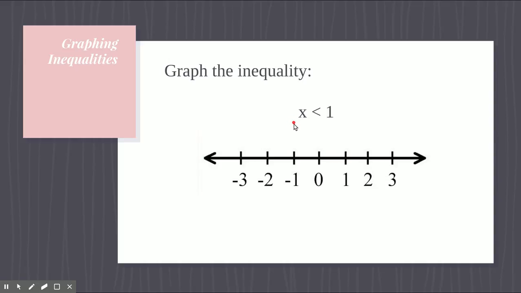Now this one's a little bit different. There is not that equal sign anymore. So when we do not have that equal sign, we have an open dot. And that open dot's going to go on top of the 1. Okay, so start trying to plug in numbers and see which ones work. If I plug in 2, is 2 less than 1? No, and 3 is not going to be less than 1 either. But 0 is less than 1, and -1 would be less than 1. So all the numbers to the left would be a solution for x.